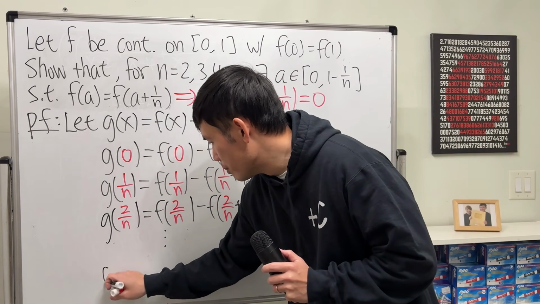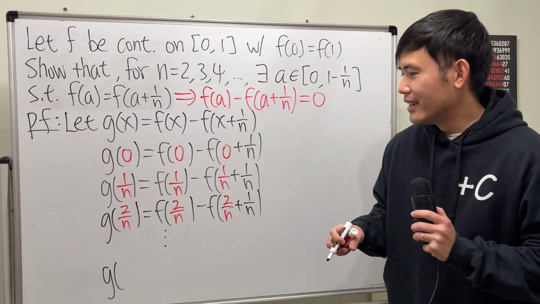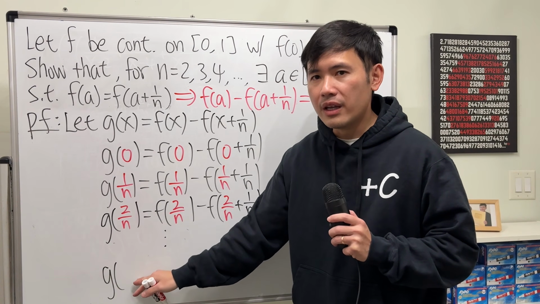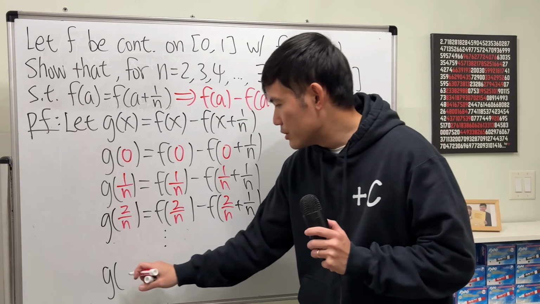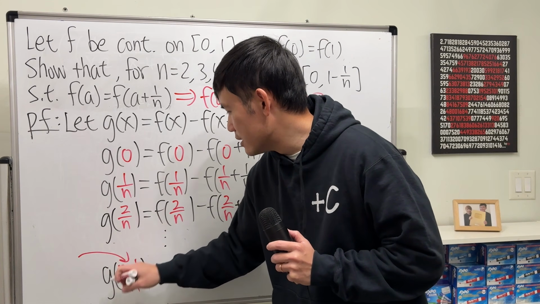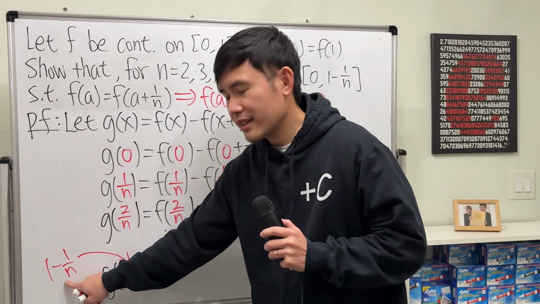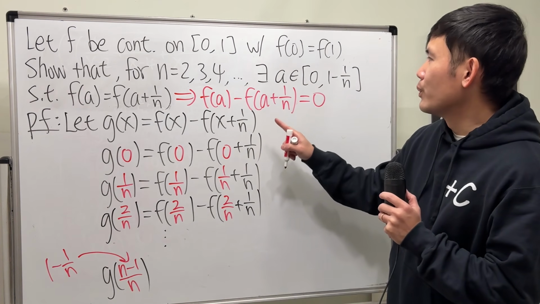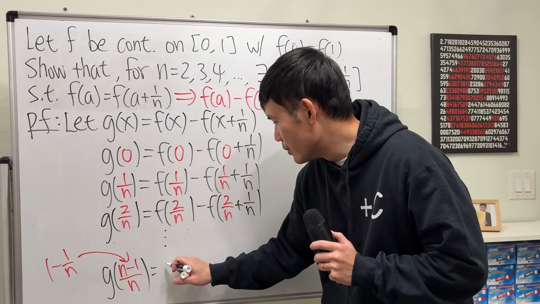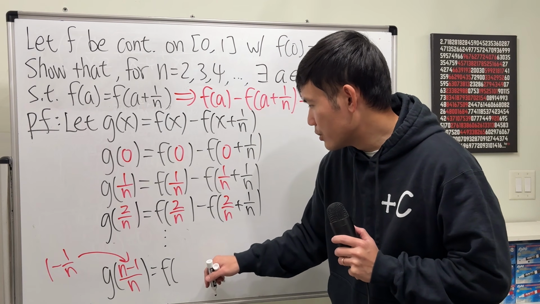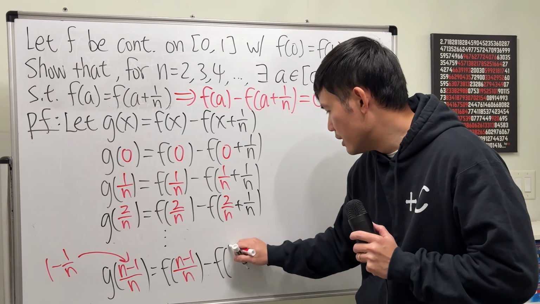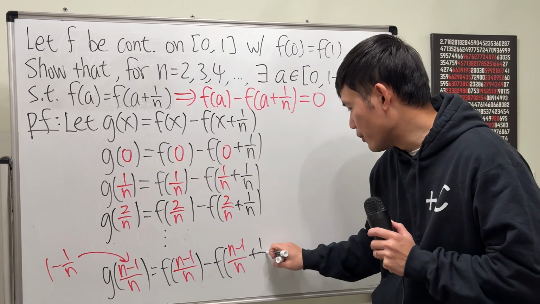At the end, I want to plug in g of what? Remember, not 1, right? Not 1. So it's not g of n over n. Let's go a little bit less than that. Let's do n minus 1 over n, because this right here is 1 minus 1 over n. And this looks really good because that's what we have right here. Okay, so once we have that, this is equal to f of n minus 1 over n minus f of n minus 1 over n plus 1 over n.